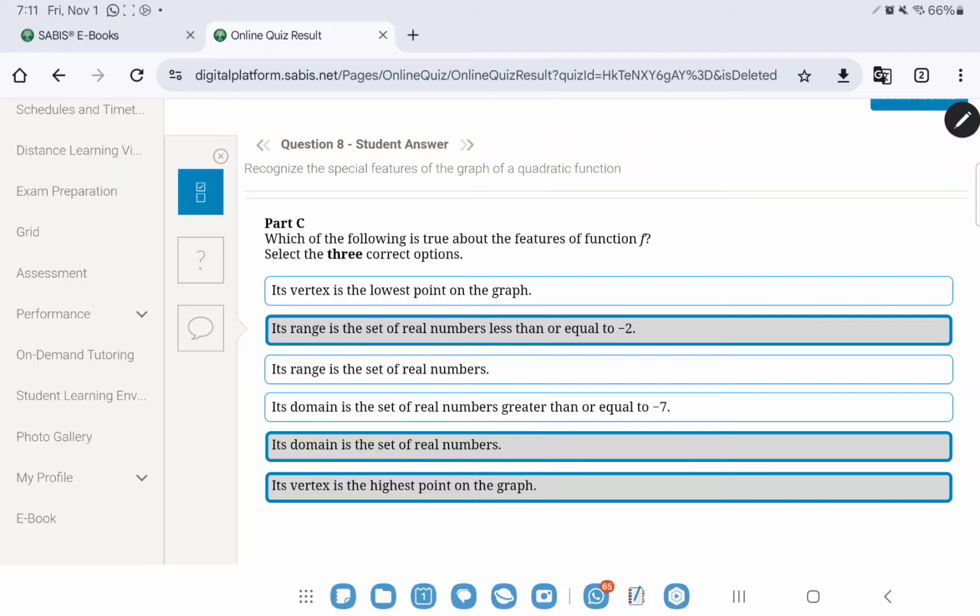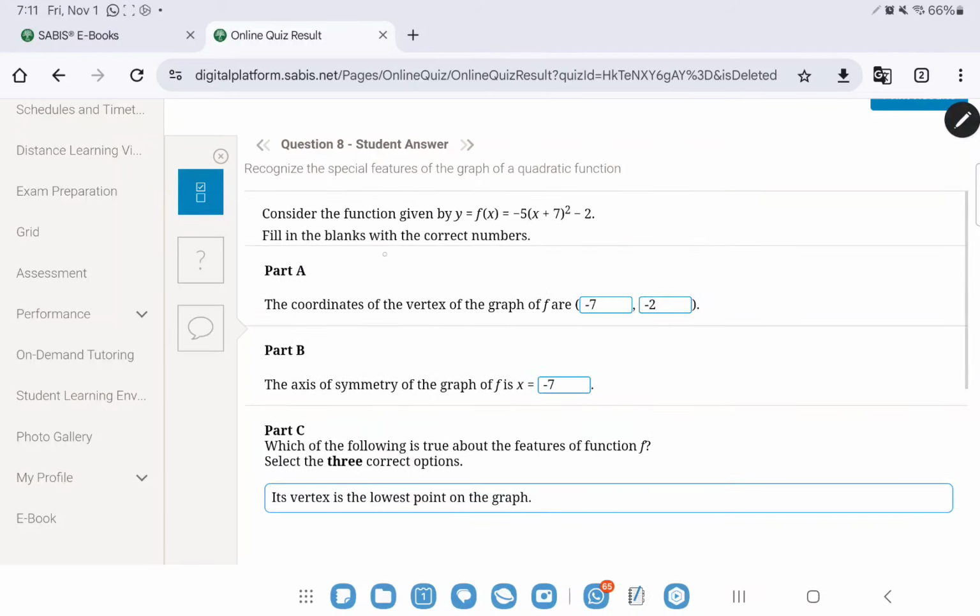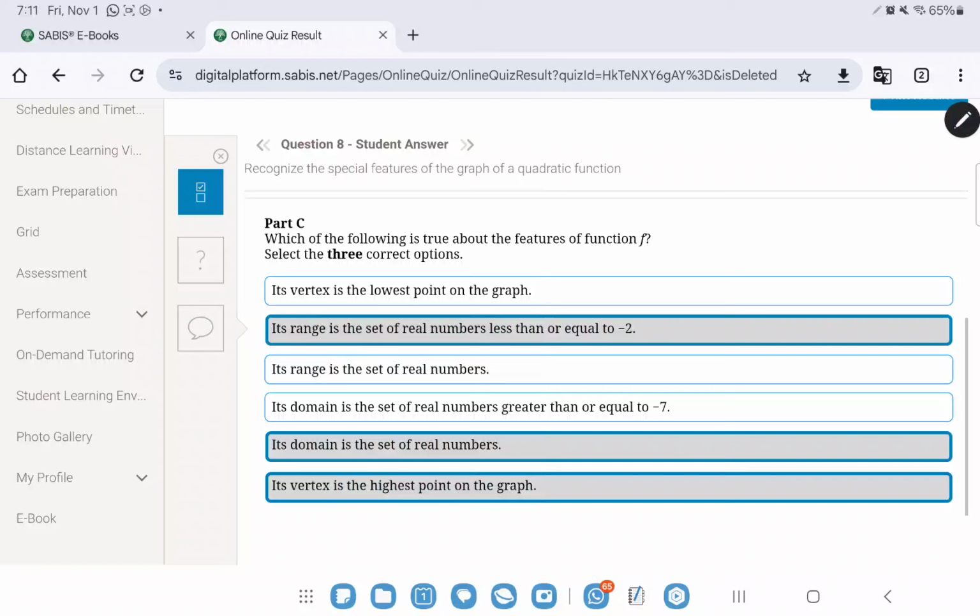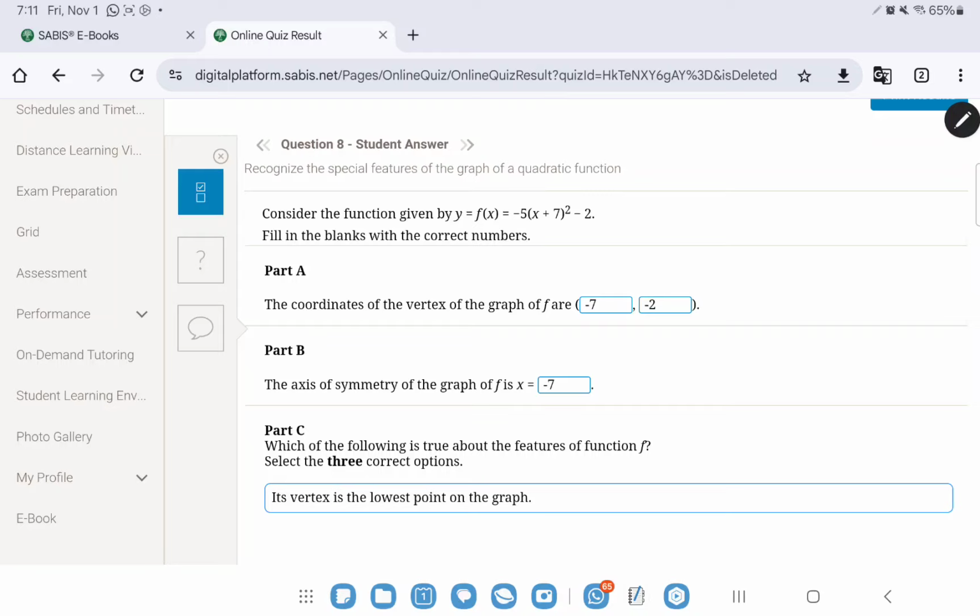The domain is the set of real numbers greater than or equal to 7? No. The domain in quadratic functions is all real numbers. Not usually, it always is all real numbers. The domain is the set of real numbers. The vertex is the highest point on the graph. Yes, because it's opening downwards, so your vertex is the maximum. Let's go to the next one.